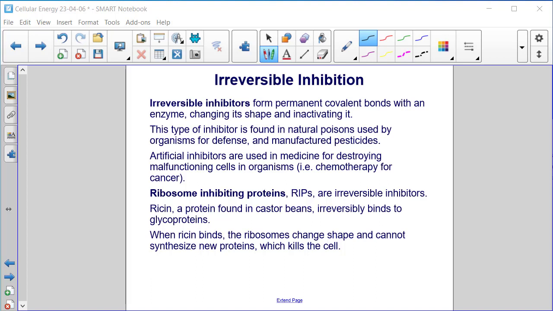Irreversible inhibitors form permanent covalent bonds with an enzyme, changing its shape and inactivating it. This type of inhibitor is found in natural poisons used by organisms for defense and manufactured pesticides. Artificial inhibitors are used in medicine for destroying malfunctioning cells in organisms, i.e. chemotherapy for cancer. Ribosome-inhibiting proteins, RIPs, are irreversible inhibitors. Ricin, a protein found in castor beans, irreversibly binds to glycoproteins. When ricin binds, the ribosomes change shape and cannot synthesize new proteins, which kills the cell.